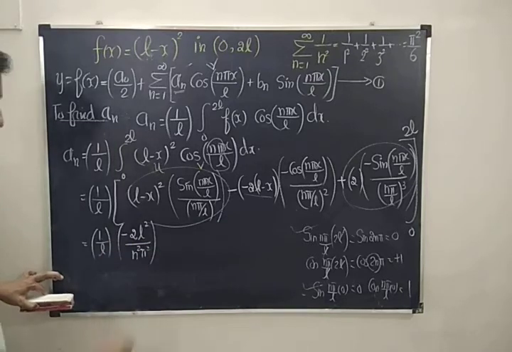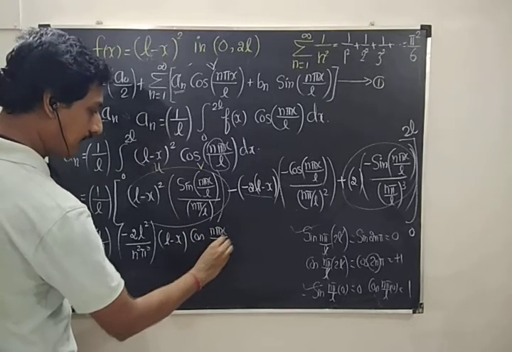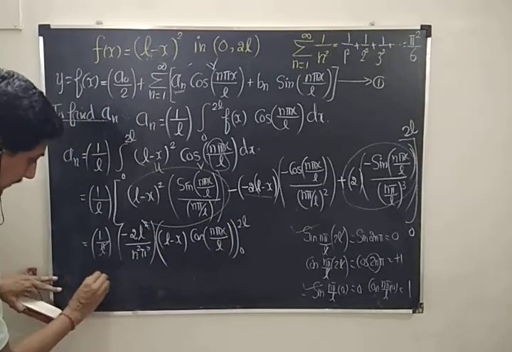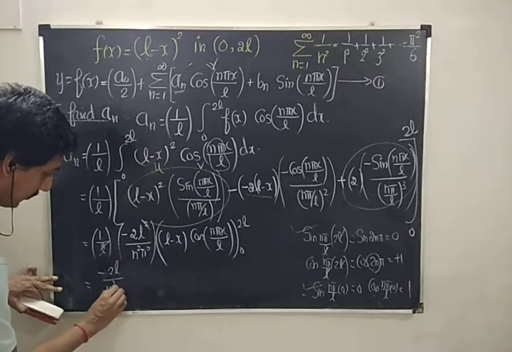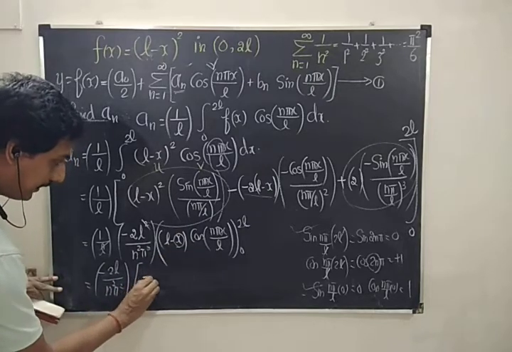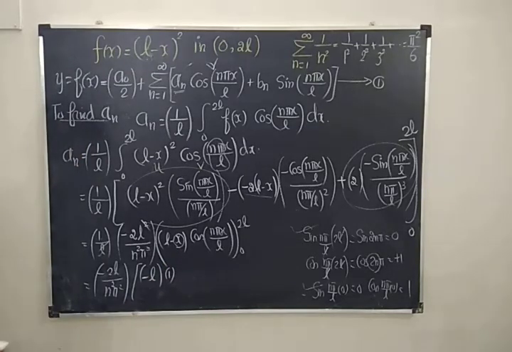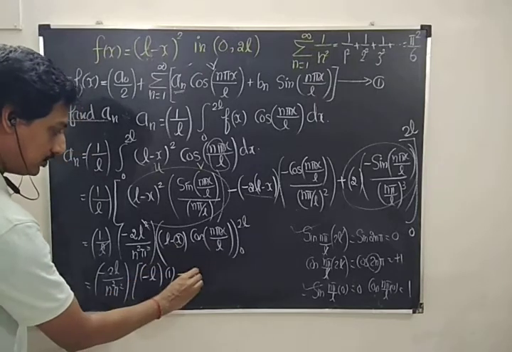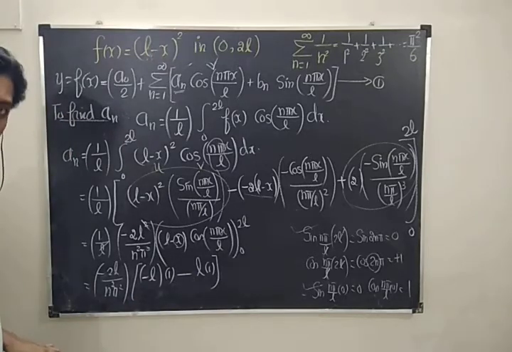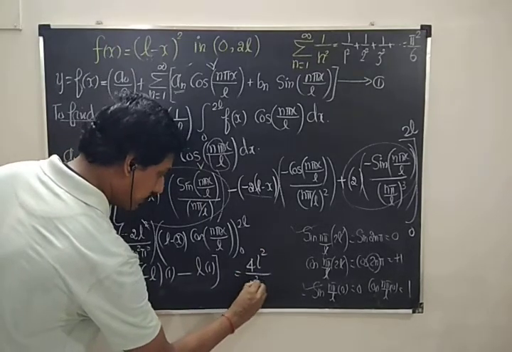Yes. So what's the balance term? The balance term is (L minus x) into cos of n pi x by L with the limit 0 to 2L. So 1 L gets cancelled. So minus 2L by n squared pi square. Substitute x is equal to 2L. L minus 2L is minus L. Cos 2n pi value is plus 1. Got it? Minus, by putting x equal to 0, L minus 0 is L. Cos 0 value is 1. So minus L is minus 2L. Minus 2L into minus 2L is, finally we get the answer 4L squared by n squared pi square.